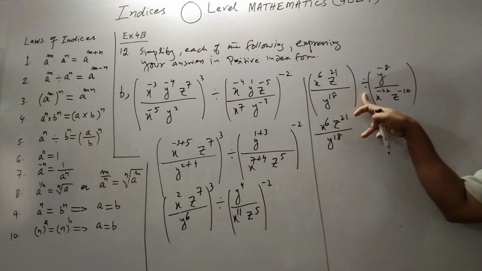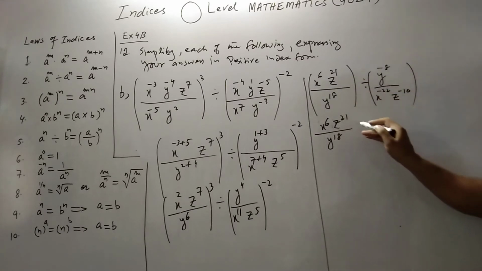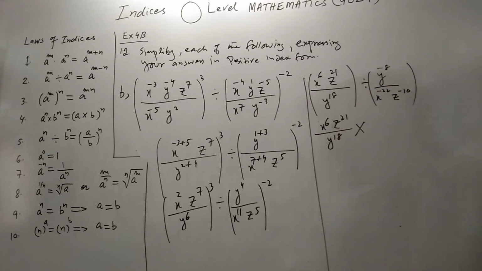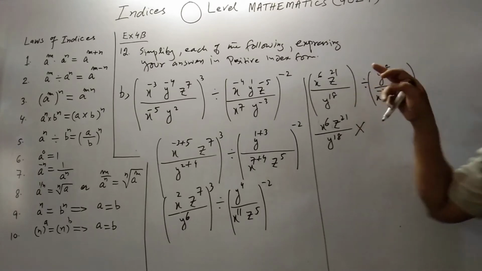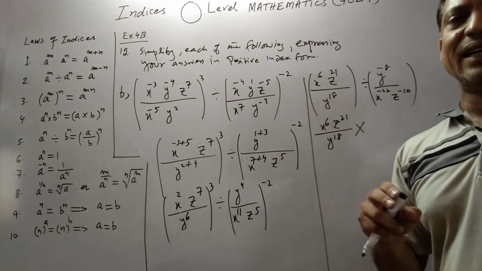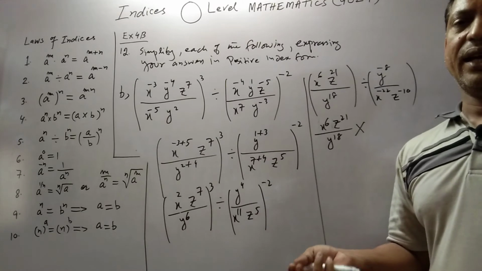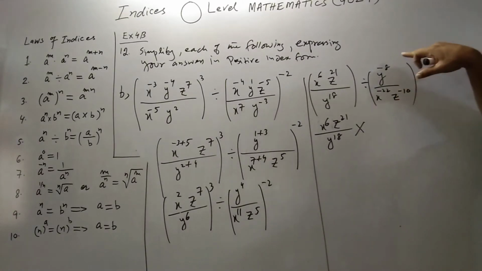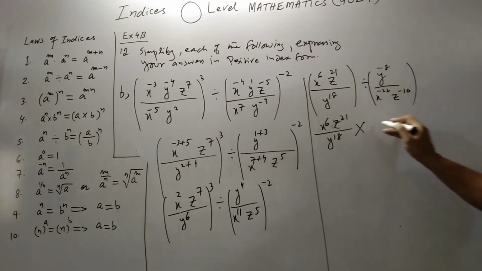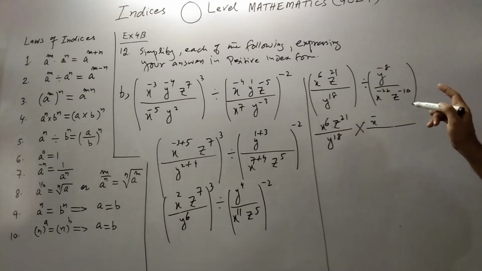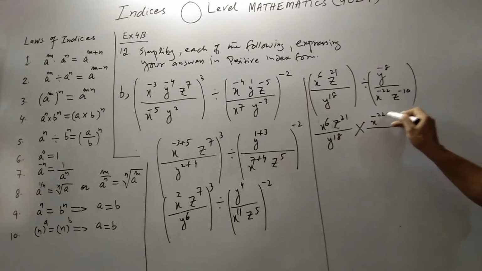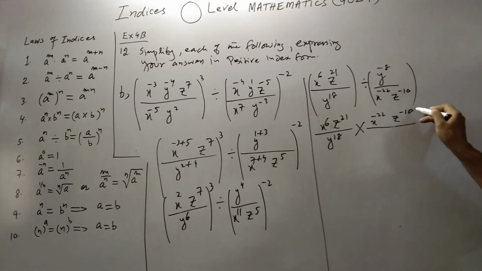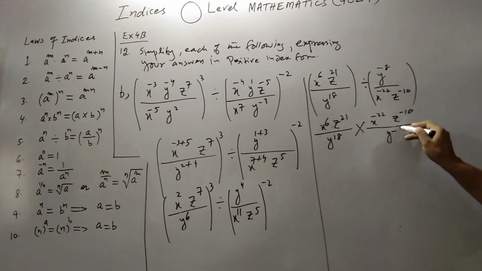If you convert this divide sign into multiply sign, student, keep in mind, if we convert divide sign into multiply sign, so denominator becomes numerator and numerator becomes denominator. So this is x minus 22, z minus 10 upon y minus 8.